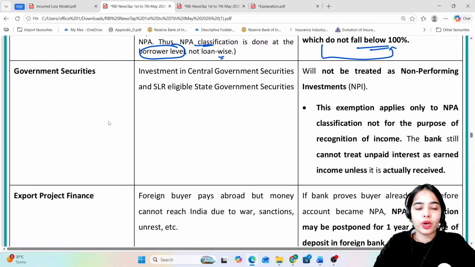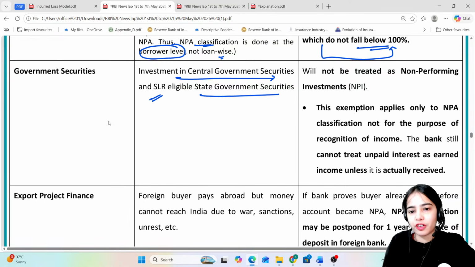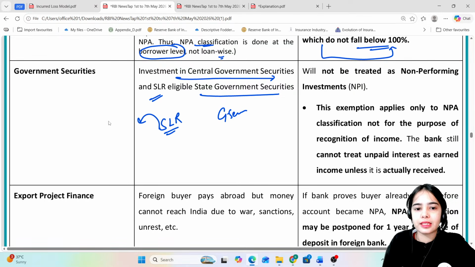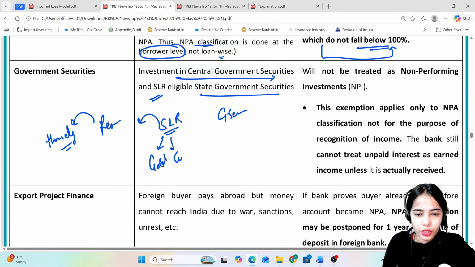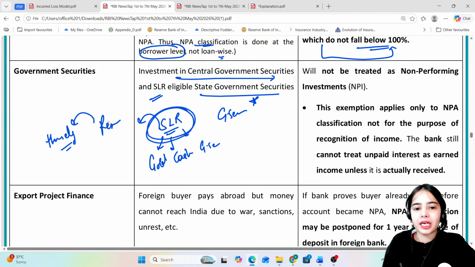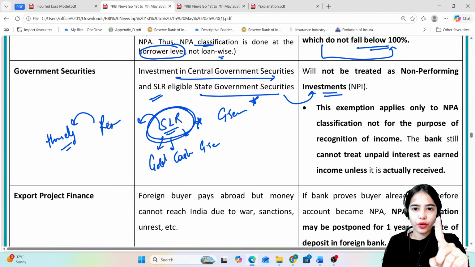Okay. Government securities. Now, investment in central government securities and the SLR eligible state government securities. So there are government securities that are kept under the statutory liquidity ratio, that is the reserves that the banks are maintaining with themselves. Okay. So under the SLR, the banks can keep gold, the banks can keep cash, and the government securities. So the state government securities that are eligible to be kept under the SLR will never be classified as NPI, non-performing investment. So the central government securities and the state government securities that are eligible under the SLR will not be treated as NPI.